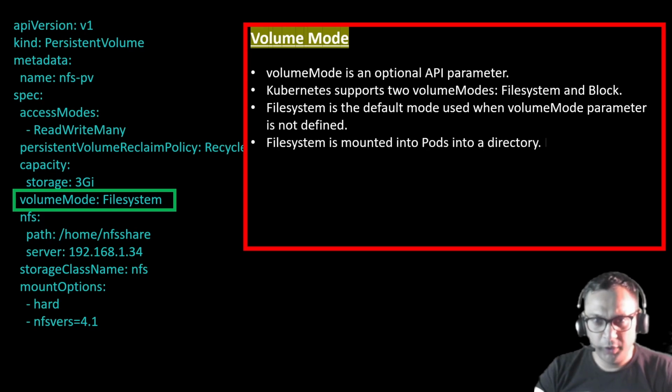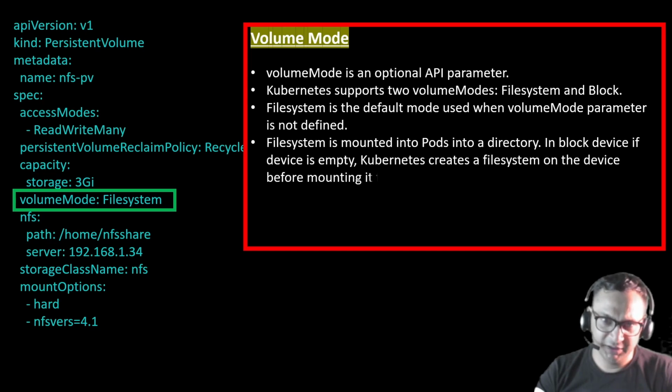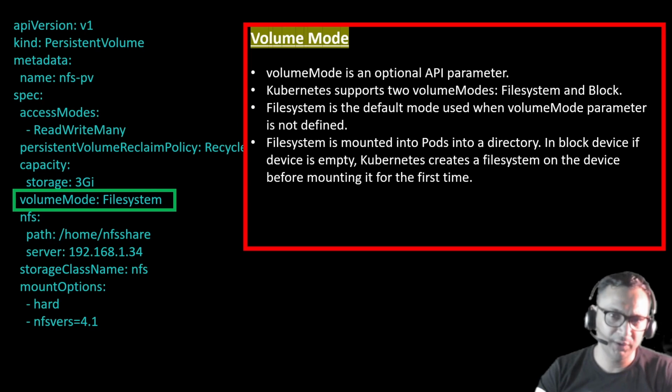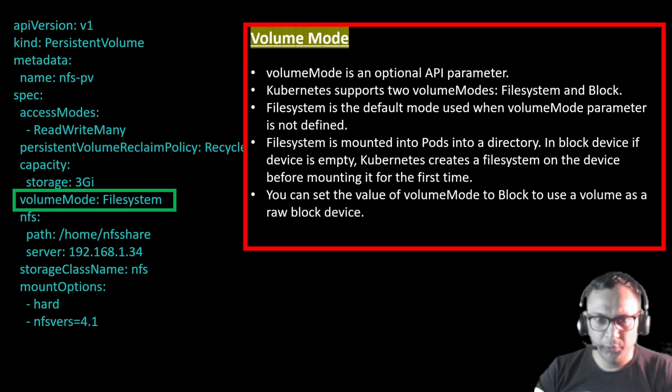File system is mounted into pods into a directory. In block device, if the device is empty, Kubernetes creates a file system on the device before mounting it for the first time. No need for further explanation, it is very clear. You can set the value of volume mode to block to use the volume as a raw block device.